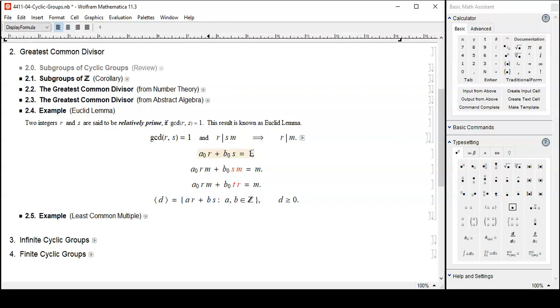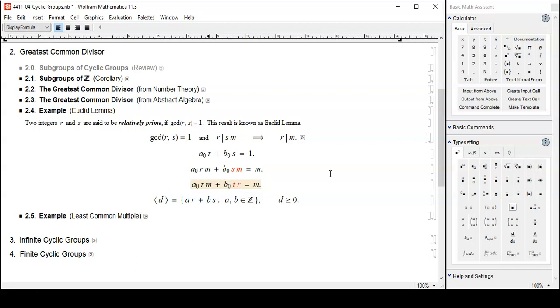So from here, multiply M to both left-hand side and right-hand side. And then R divides SM. So SM is something times R. Let's say T times R. Now, do you see the conclusion?